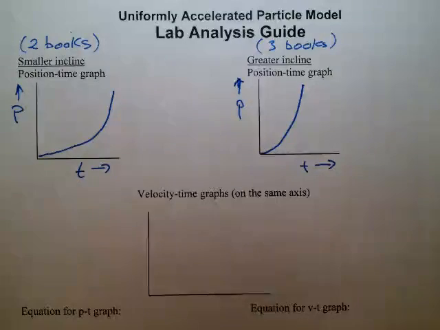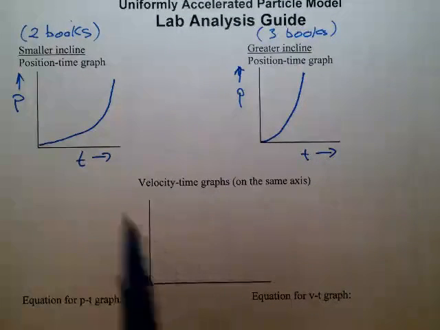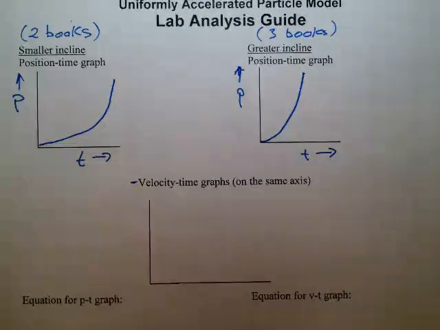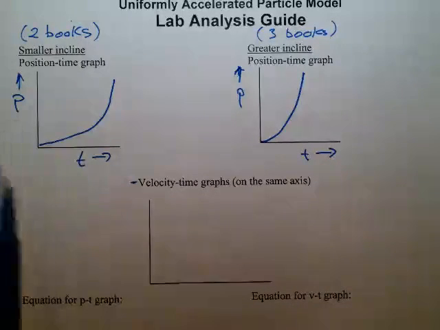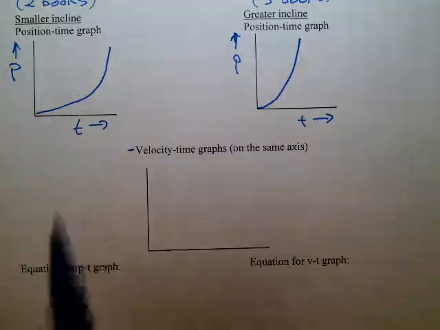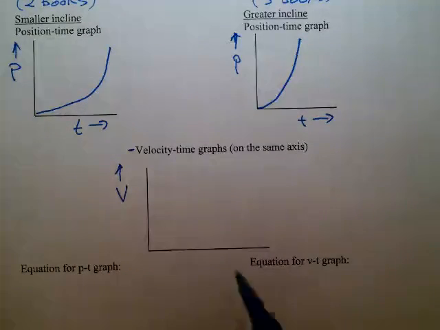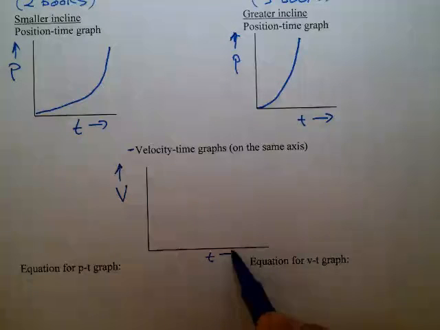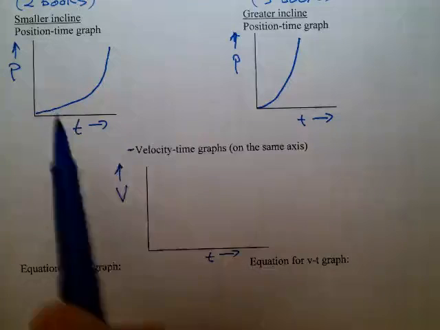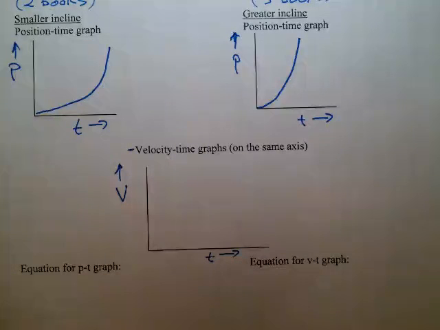Now the next thing we have to talk about is something a little bit new, and this is the velocity time graph. And this is a new thing for us. We've always talked about position versus time, and now we're going to talk about velocity on the y-axis versus time on the x-axis. And I'm going to take these 2 graphs that we just did and now put them on this new kind of graph.